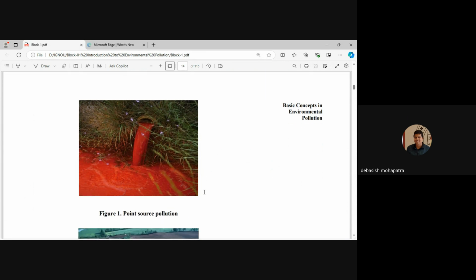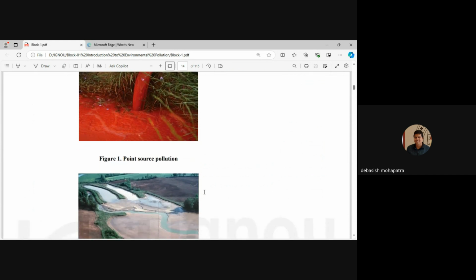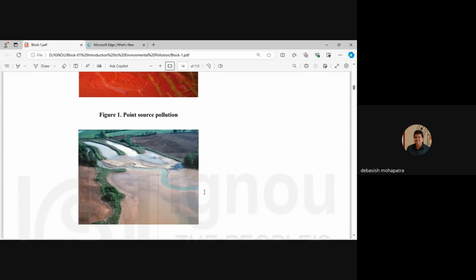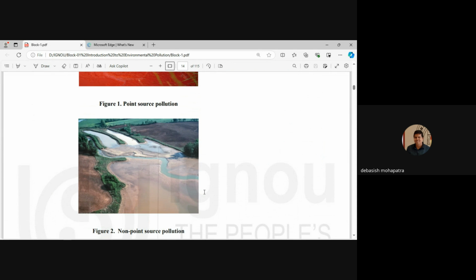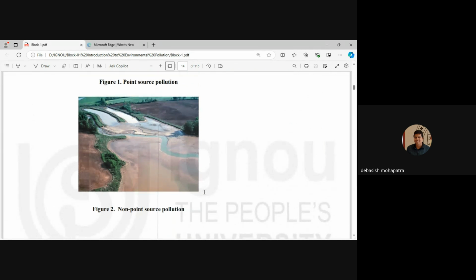This is an example of a point source. This is liquid coming out from a drainage pipe. Okay, this is how a non-point source looks.